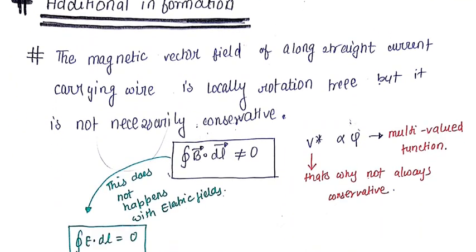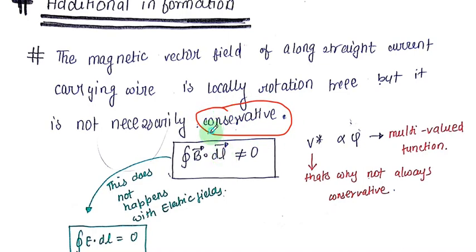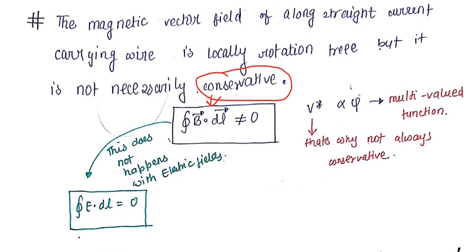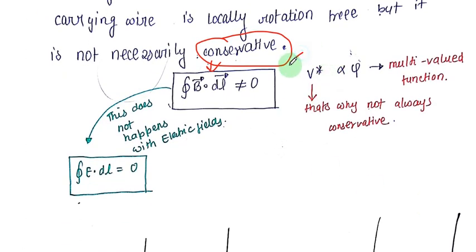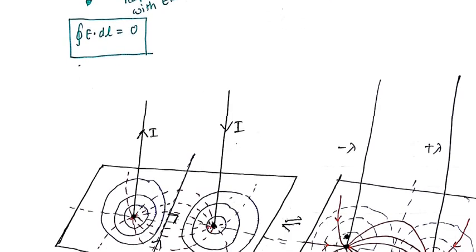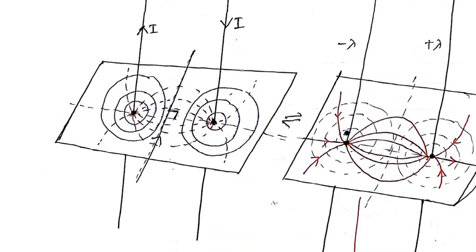Now, what is the additional information we need here? The magnetic vector field along a straight current carrying wire is locally rotation free, but it is not necessarily conservative. That is, if it is rotation free, that is if curl is 0, it is not necessary that it will be conservative, but it is always conservative for the electric field. Okay, so we can also say by seeing the V star, that it is a multiple valued function, because the polar angle varies and the function varies, and that's why it is not always conservative, because the flux is not conservative. Okay, this is the analogous condition.